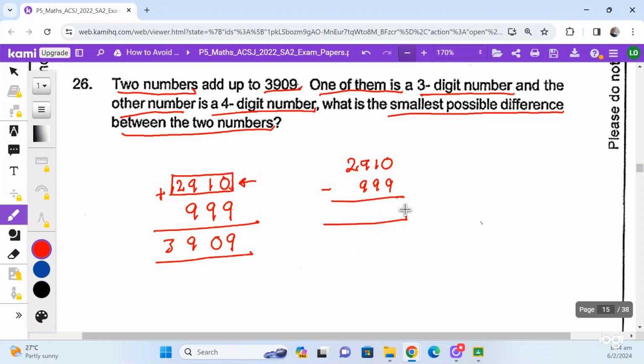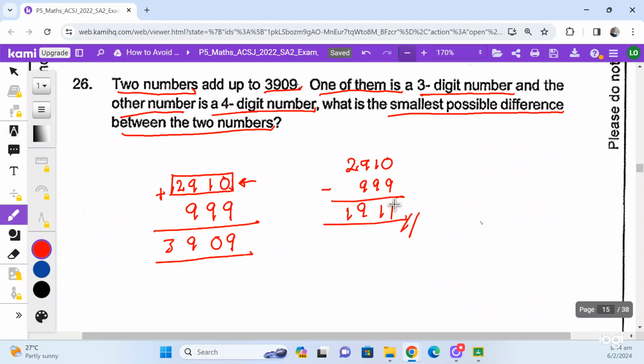I will use my calculator so we can do it a bit faster, because the focus is not on the calculation, the focus is on the concept, the concept on how to do this question. Right, so what's the smallest possible difference between the two numbers? The smallest possible difference is 1911.